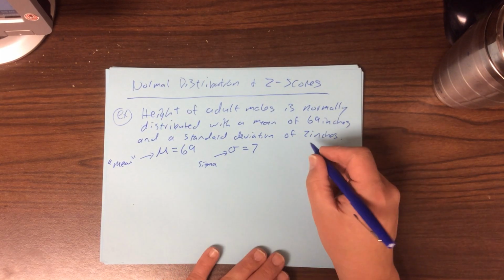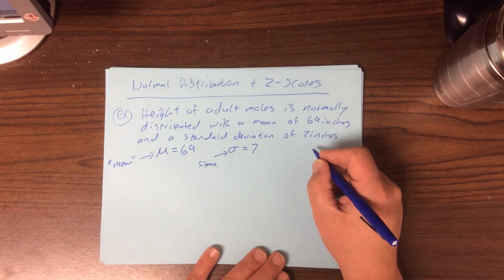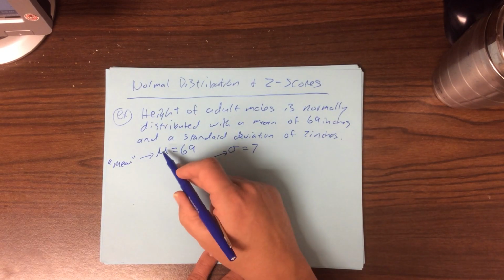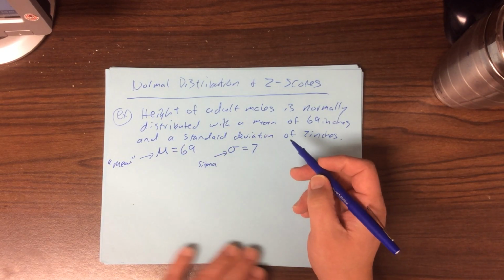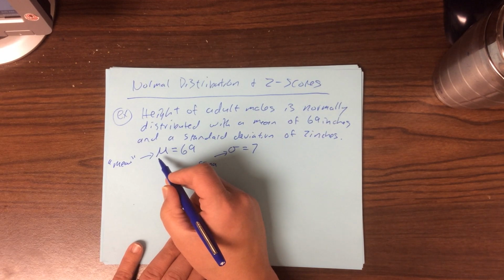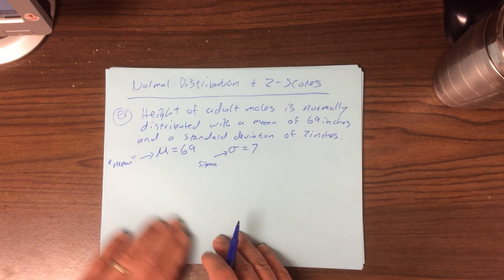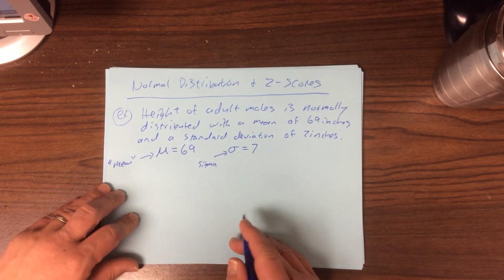Okay? So if it were a sample, it would be x bar. This would be x bar and that would be s. But since we're dealing with the population, this is mu and that's sigma. And they come from the Greek alphabet.